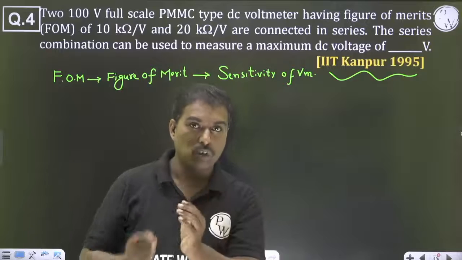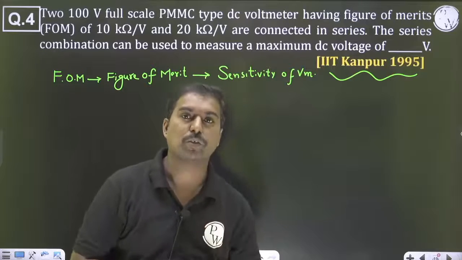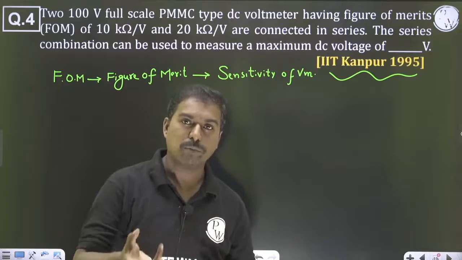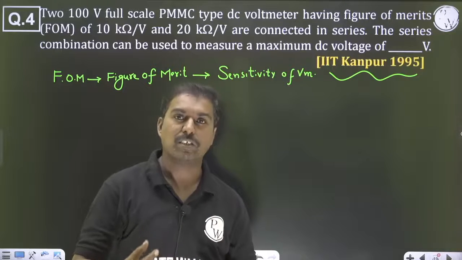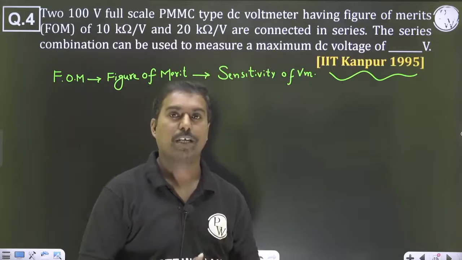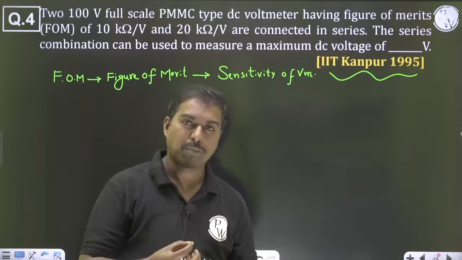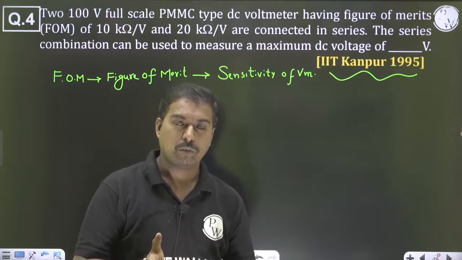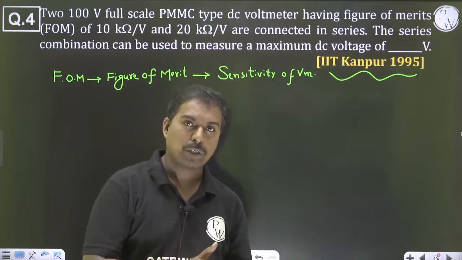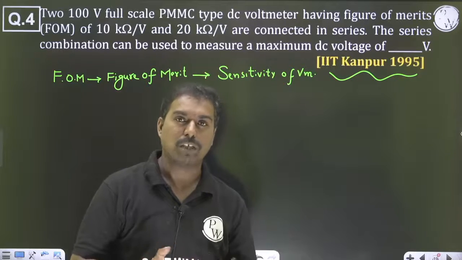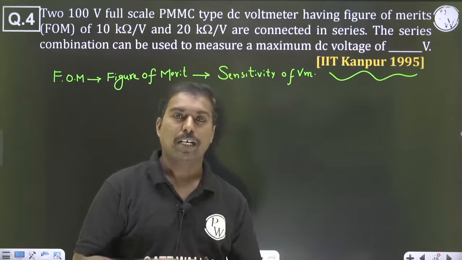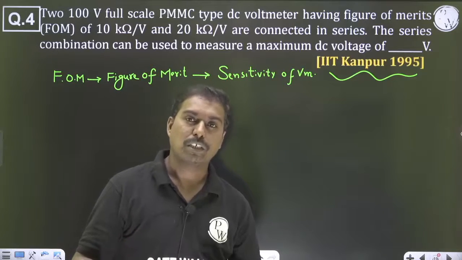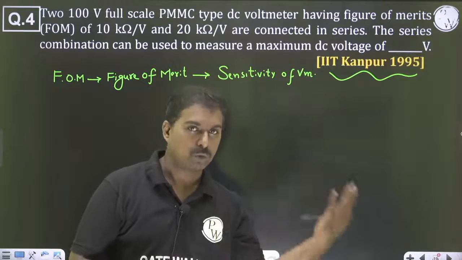This voltmeter is going to be connected across a particular resistor network. When the voltmeter is connected across a resistor network, the voltmeter is nothing but a PMMC, and its internal resistance is RM. So this RM will be in parallel with R2. R2 RM by R2 plus RM, some R equivalent will come. If we want to find the voltage across R2, it is this resistance by the total resistance.